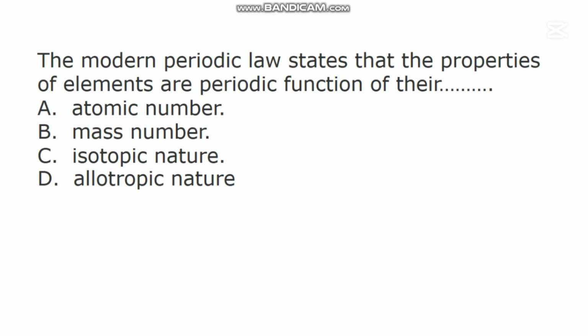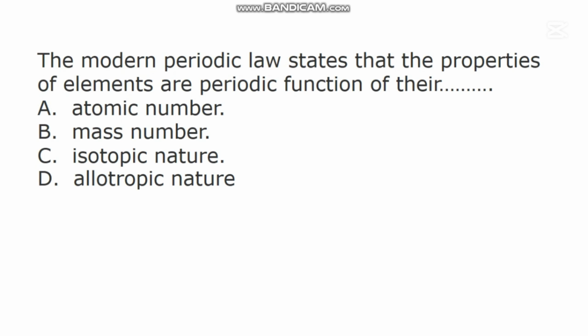The next question says, the modern periodic law states that the properties of elements are periodic function of their dash. A. Atomic number. B. Mass number. C. Isotopic nature. D. Allotropic nature.